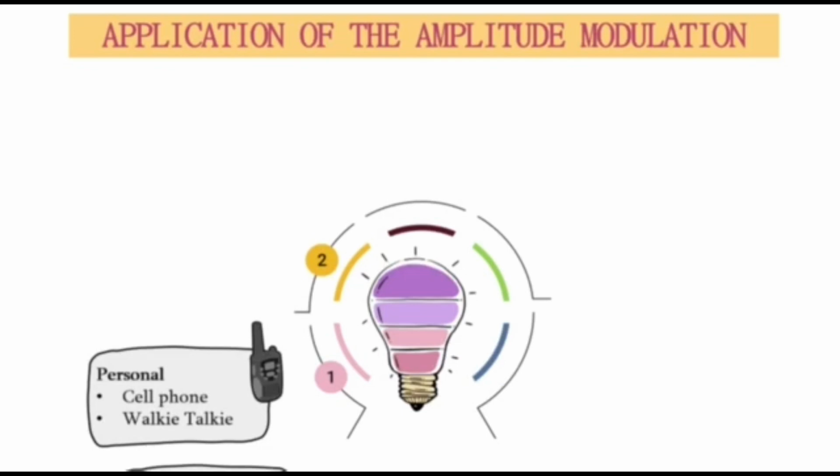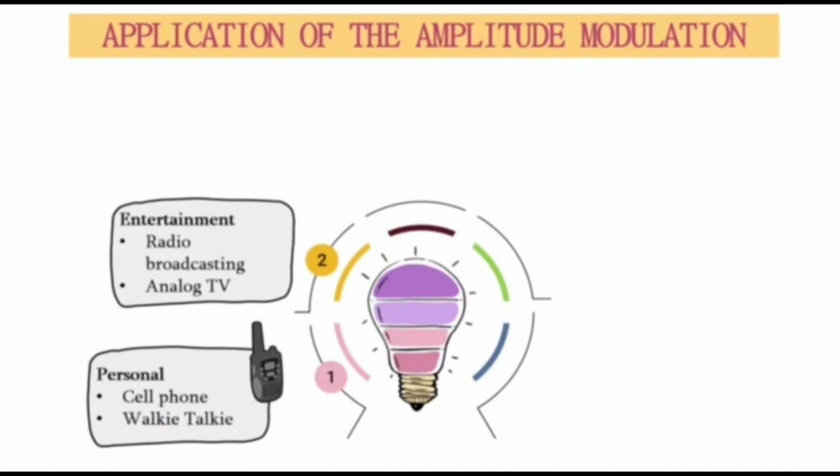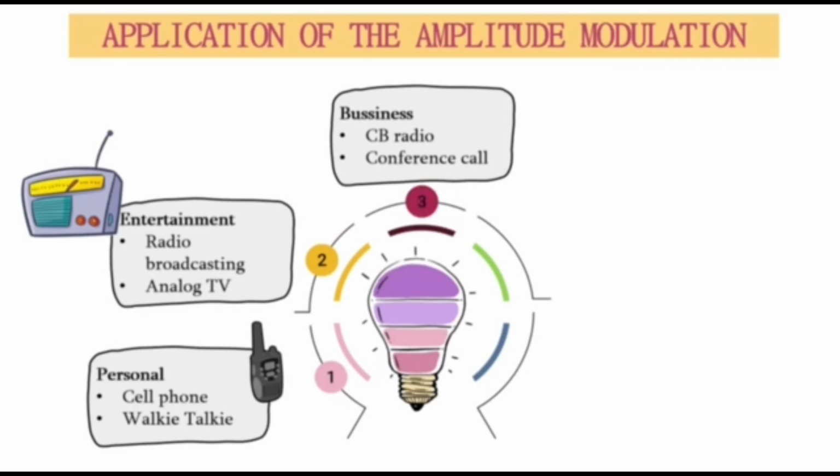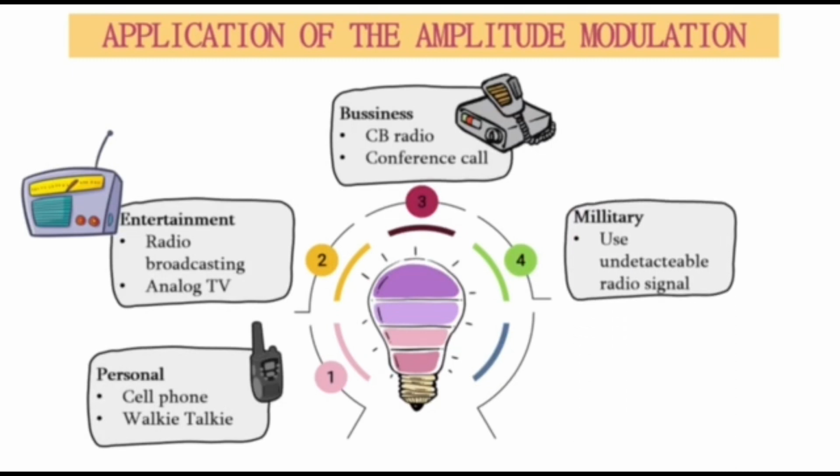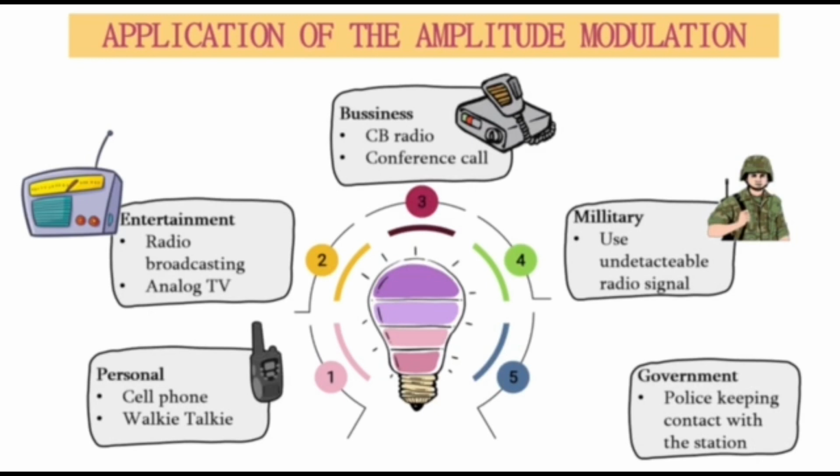Next, for entertainment use, there is radio broadcasting and the analog TV system that is used to transmit color information. Then, for business purposes, CB radio is used to relay shipment progress or for conference calls with other branches via telephone or speakerphone. Next, inside the military, for example during war, they use undetectable signals to communicate with other soldiers, or voice commands to control weapons. Next, for government purposes, for example, a police officer keeps contact with the station or relays the information and location of the suspect during a mission.